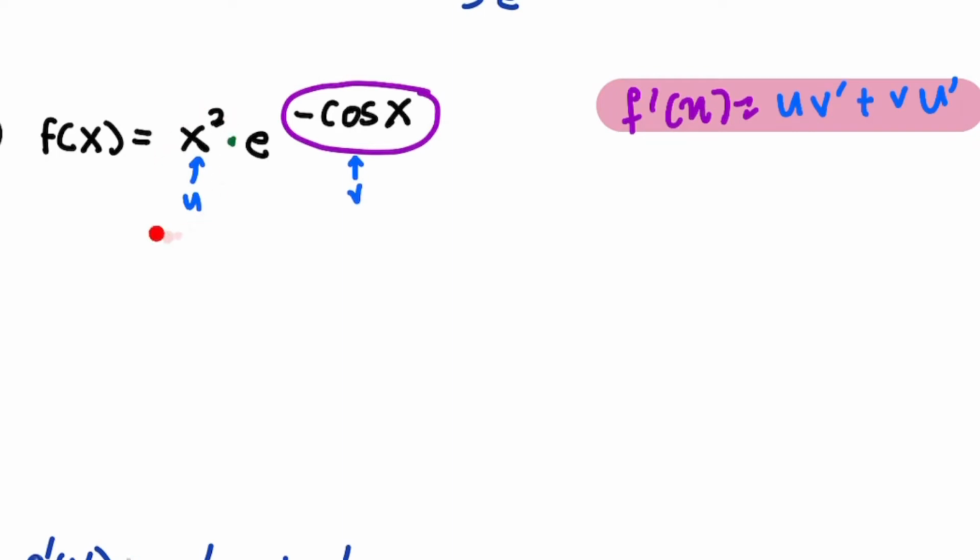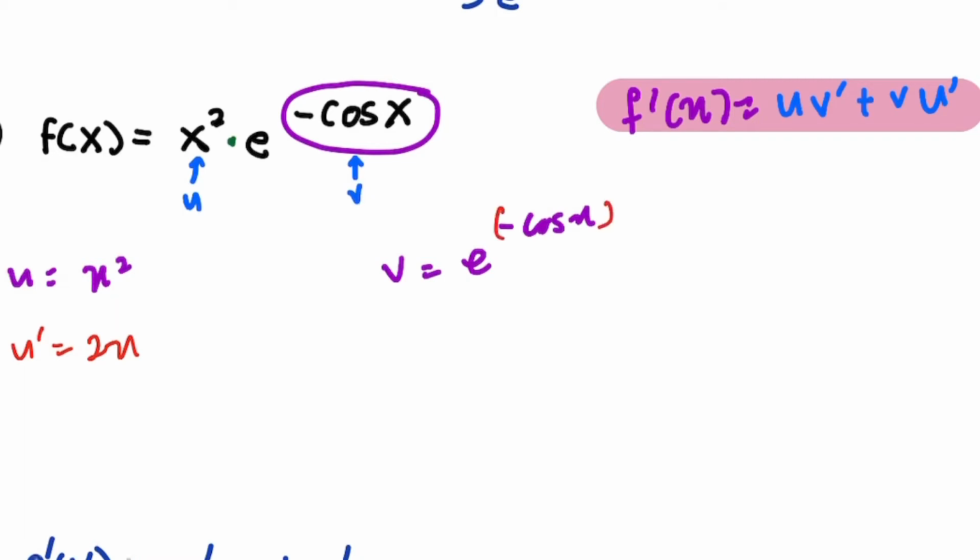Since we have u and v here, let us lay out what u is: x squared, and let's lay out our v. This is e to the power of minus cos x. Let's do the first function first. Therefore, since u is x squared, u prime is just 2x. And for v, let's find the v prime. Be careful, this is one function inside another function.